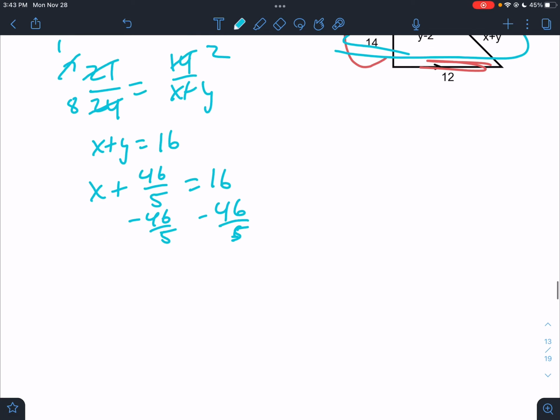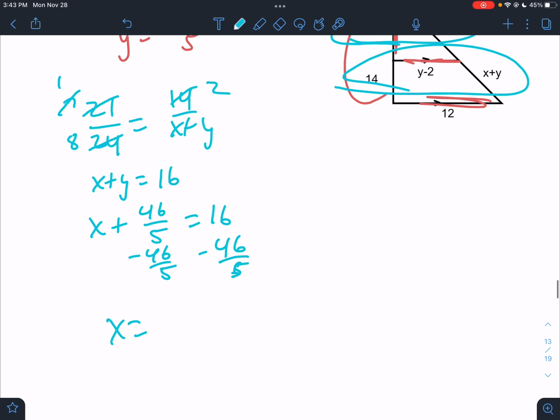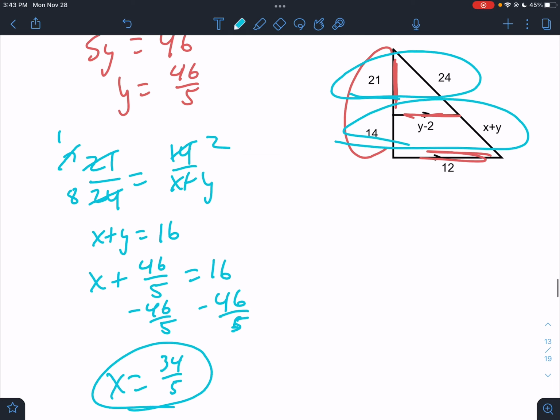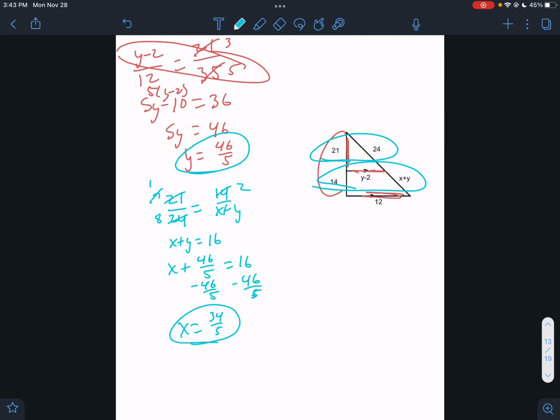16 times 5 is 80. 80 minus 46 is 34/5. So those would be your two answers. We're moving on. We're going to practice that more, I promise.